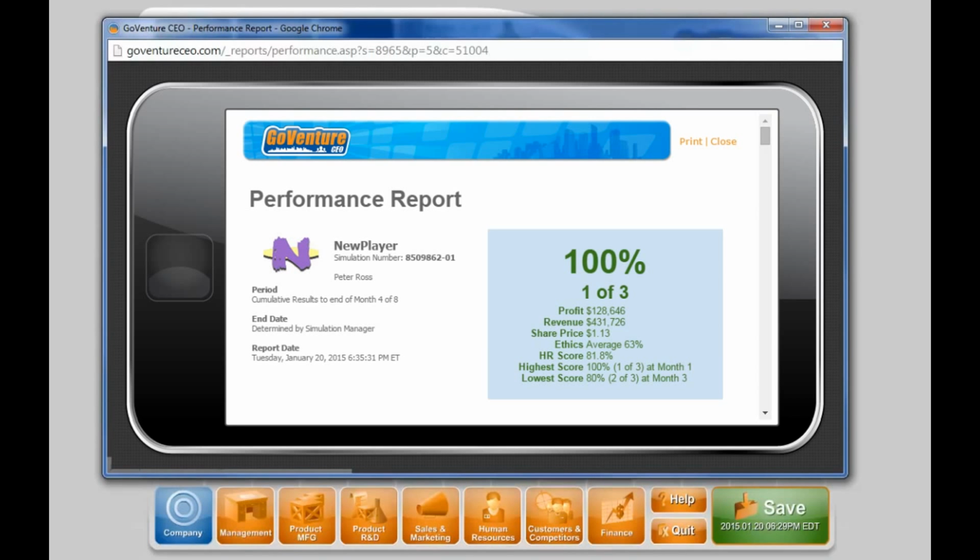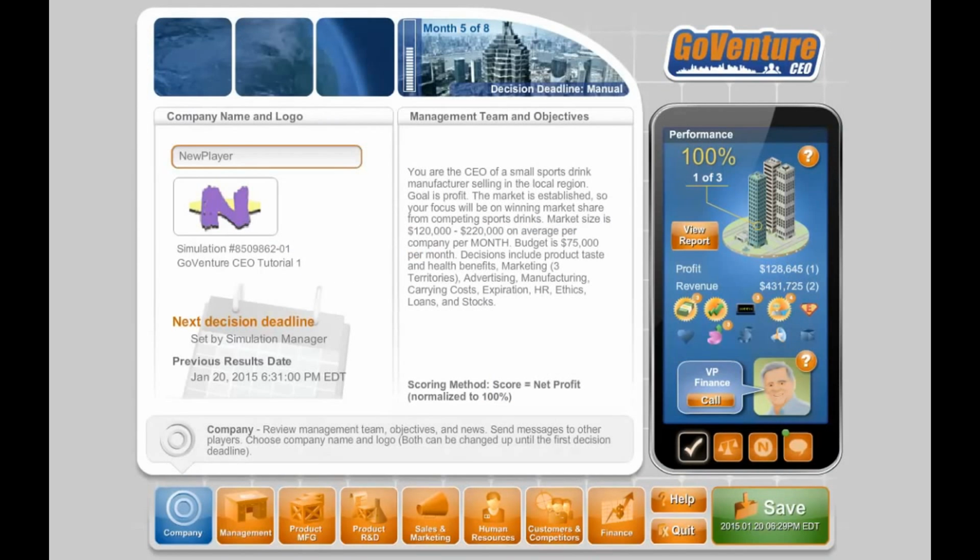Click the check mark on your smartphone to go to the Performance app. You will see your ranking, profit, revenue, and achievements. Click View Report to see a detailed performance report of your business. Use this information and any data you can gather from other reports that you purchase to improve your market knowledge and to fine-tune your strategy for the next period.